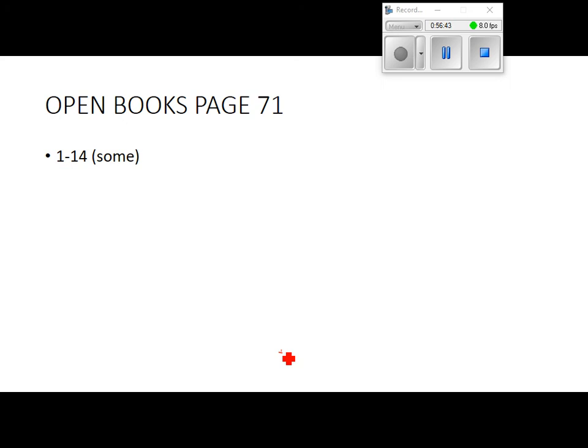Number 1. So these are pretty easy. Number 1. Name the vertex of angle 1. What's the vertex of angle 1? Go ahead. Point A. Everybody agree with that? Yeah. Yes.